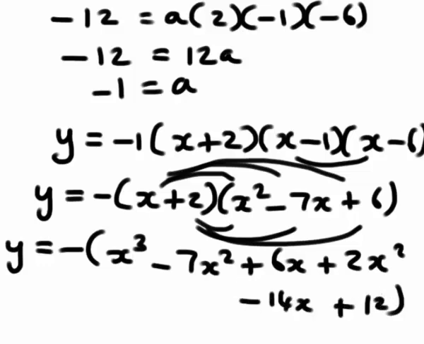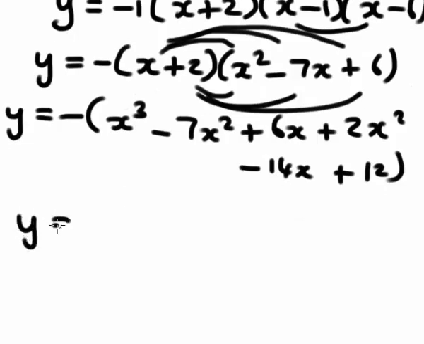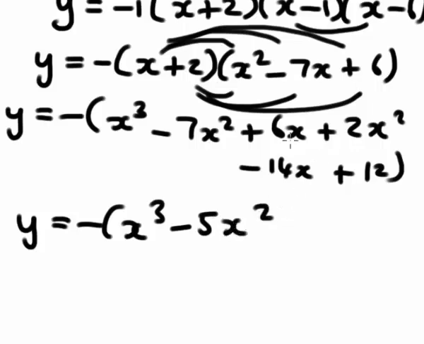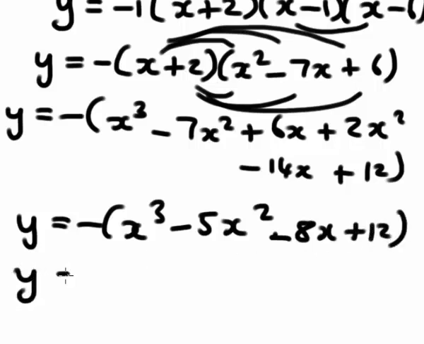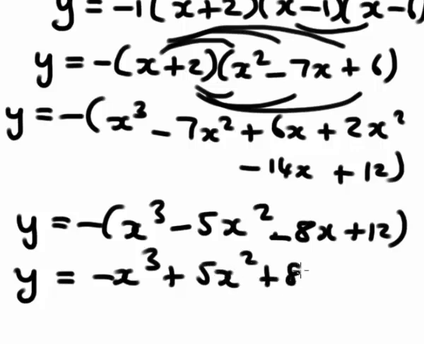And then let's tidy that up. So y is equal to negative x cubed, negative 7, what have we got here? Negative 7x squared plus 2x squared is negative 5x squared. And then we've got 6 minus 14, which is going to be negative 8x. And then we've got the plus 12. And then we simply multiply in the negative, and there we've got it. And there you've got the equation of the graph that you wanted.